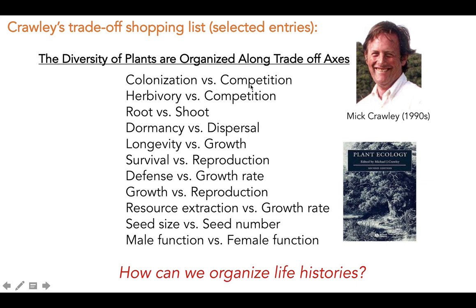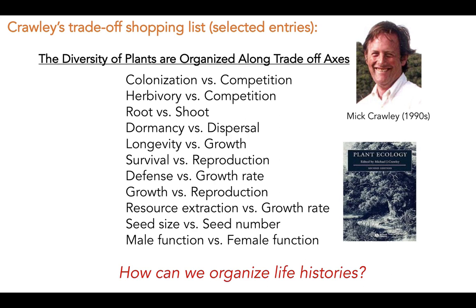Or you can be a really good competitor. That is, you can allocate all of those resources to your stems or your roots, and you can outcompete your neighbor instead of allocating in terms of colonizing new habitats. So plants are either really good at colonizing new habitats or they're really good competitors. Similarly, you can allocate against herbivory or you can allocate more toward competition.